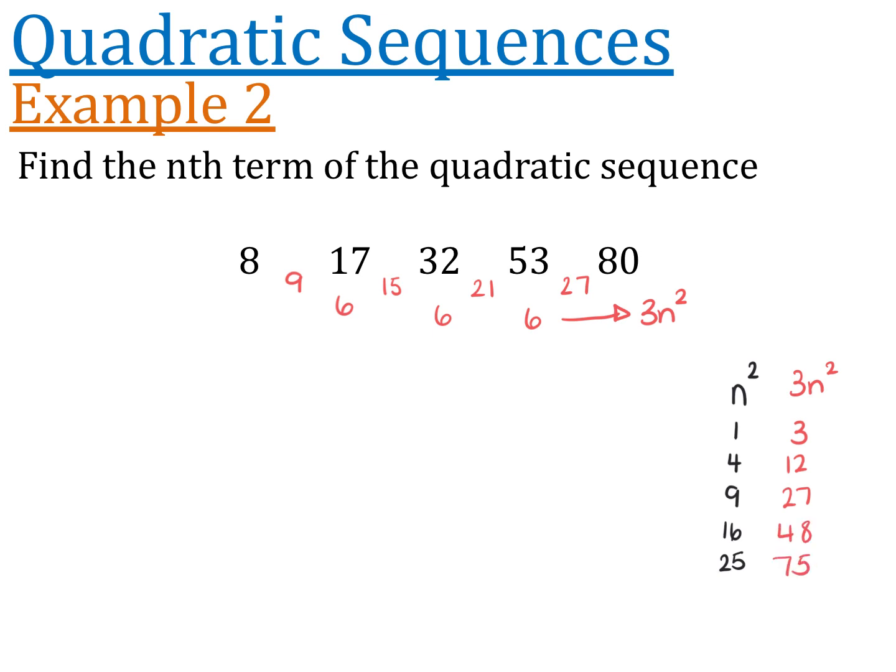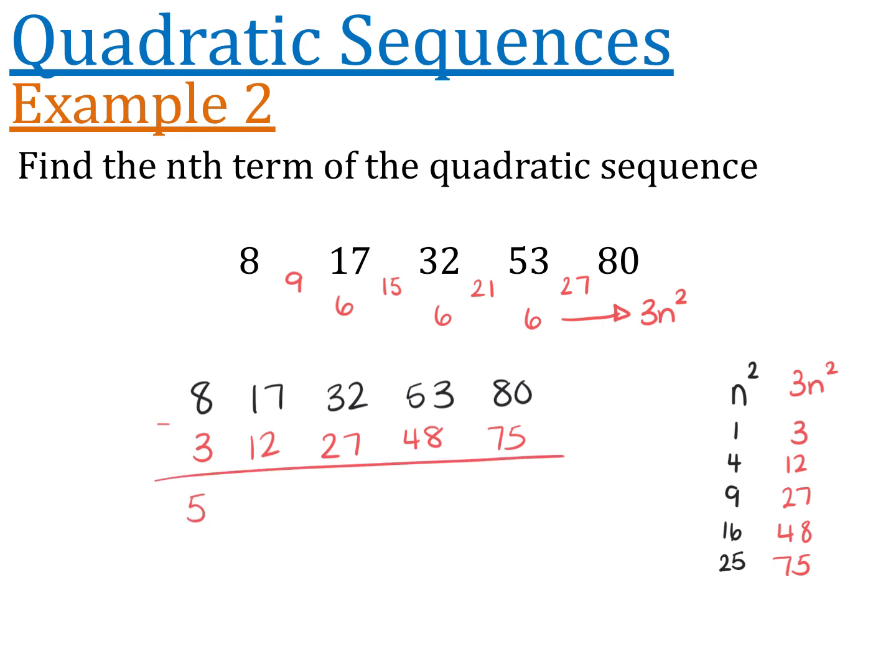So I'm going to rewrite this because I wrote my second differences underneath: 8, 17, 32, 53, and 80. And I'm going to subtract off 3, 12, 27, 48, and 75. So what happens when I subtract those? 5, 5, 5, 5, and 5. I want to make sure that all those numbers are consistent. So two really important pieces of information: 3n squared, add 5. There we go. 3n squared, add 5.